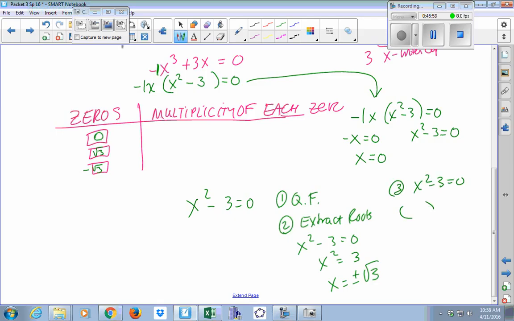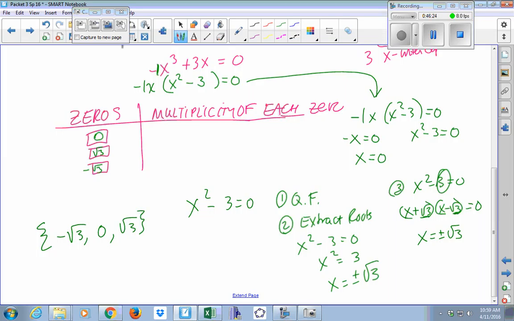And anytime we have an x squared term and a constant, we know our factors look identical except for one's a positive and one's a negative. And the number that sits right here is the square root of whatever that number is. So there's your other way to do it. And again, your solution here is plus or minus square root of 3. So the zeros for this function are negative square root of 3, 0, and square root of 3.